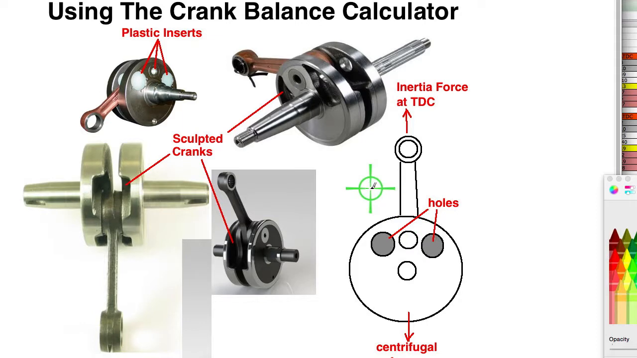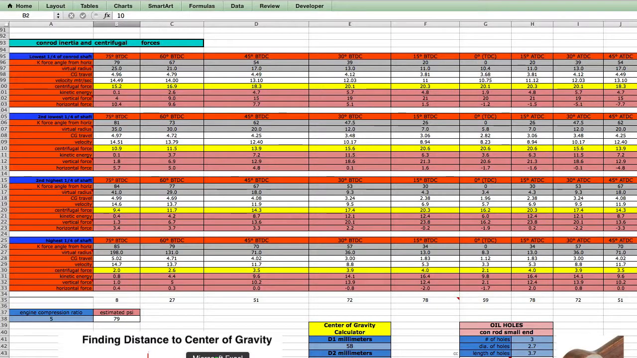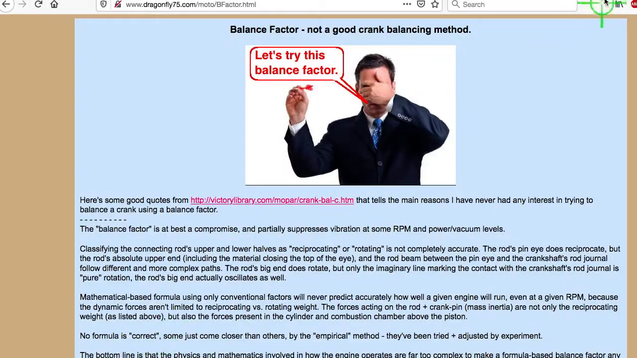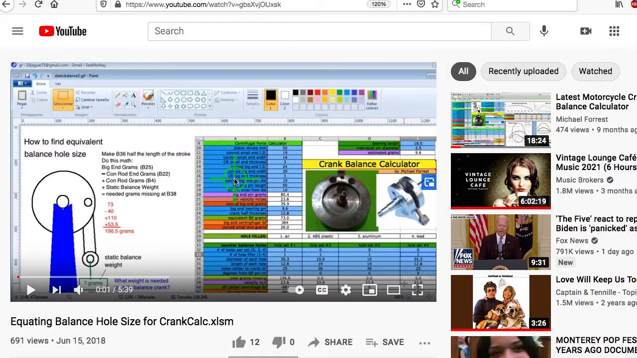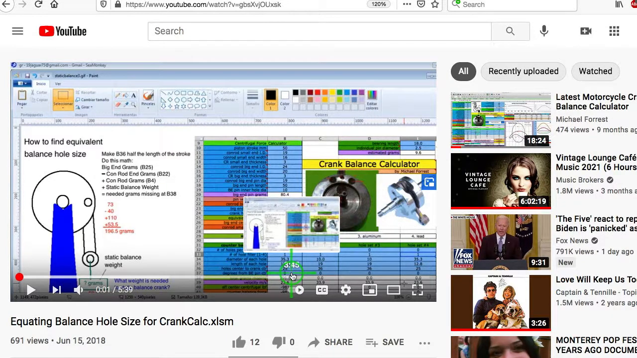My calculator can also compensate for sculpted out areas in cranks, and allow different substances to be the filler for holes. This right here is the YouTube video of mine that shows you how to enter in a virtual set of holes to compensate for these sculpted out areas.